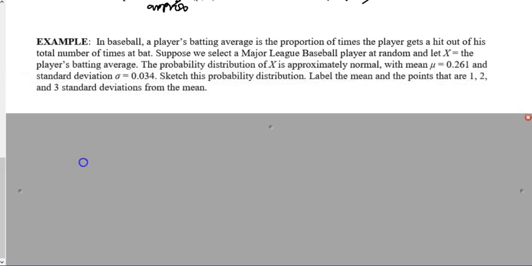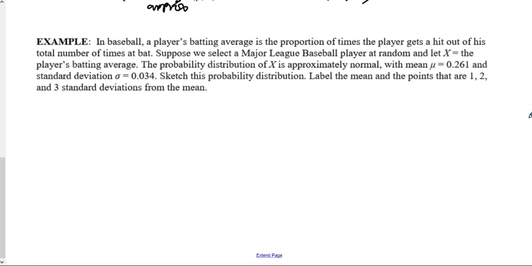All right, so, example. In baseball, a player's batting average is the proportion of times the player gets a hit out of his total number of at bats. Suppose we select a Major League Baseball player at random and let X be the player's batting average. The probability distribution of X is approximately normal.